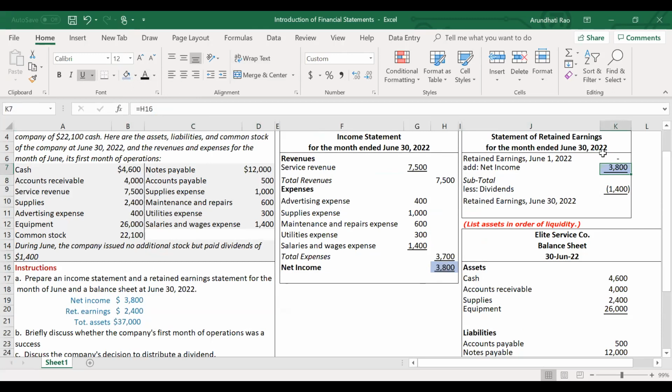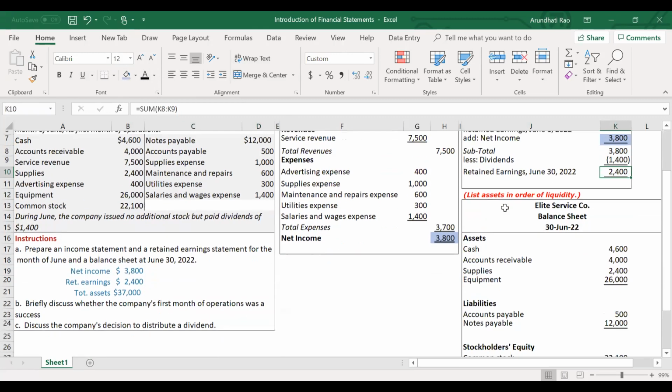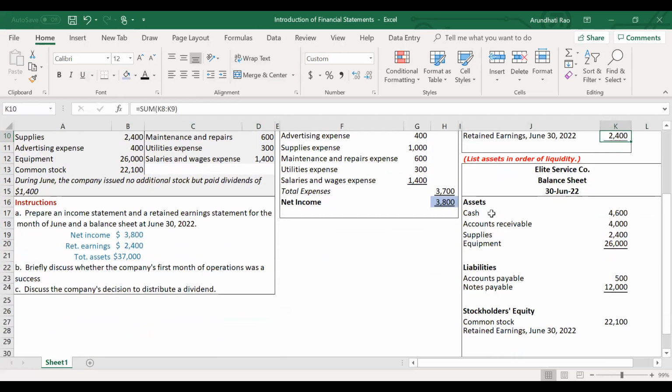Beginning retained earnings, which is 0 in this case, plus 3,800 gives me a total of 3,800. I now have this much money available to share with the owners. In this case, the company has decided to give out 1,400, which means what they have retained in the business, that's how the name retained earnings. They have kept the earnings in the business as 2,400. Now let's move down over here.